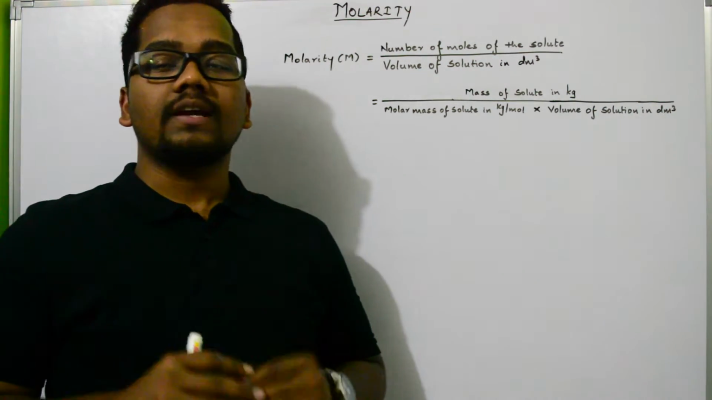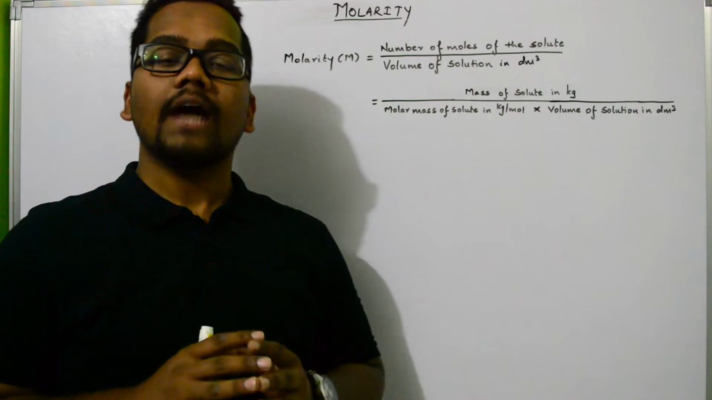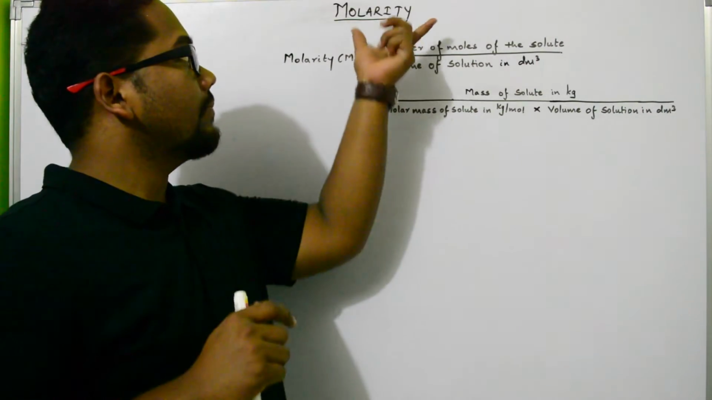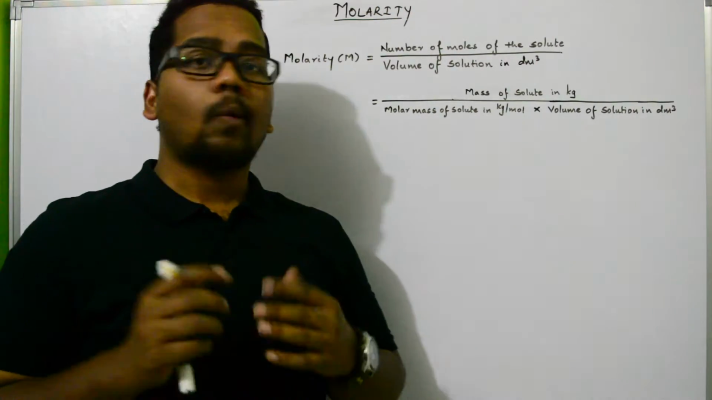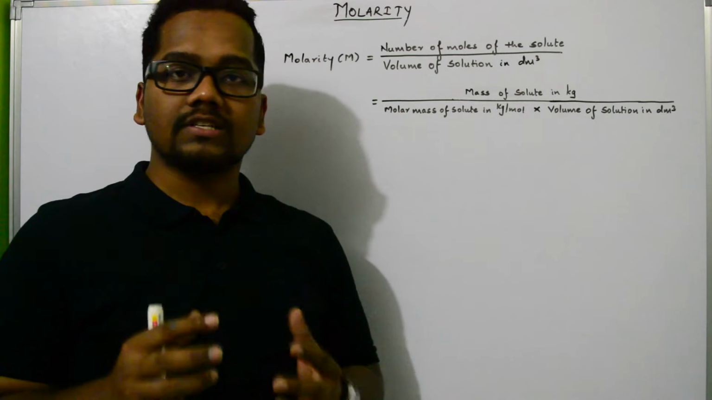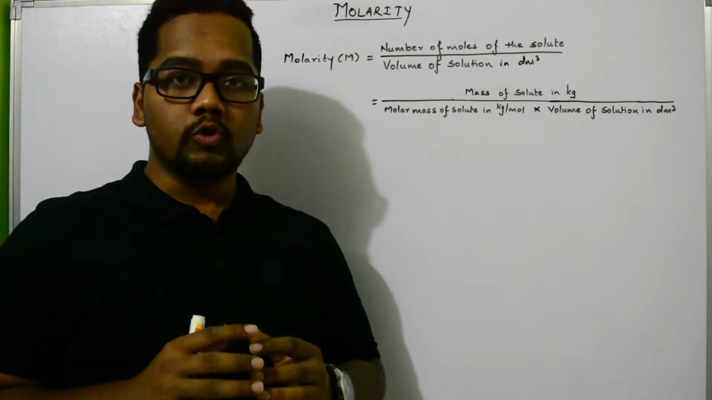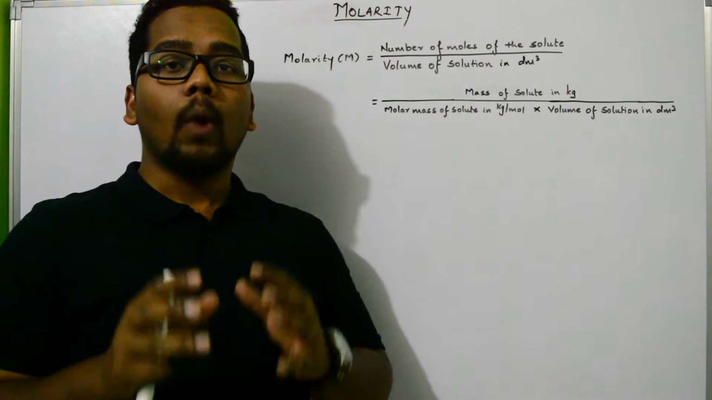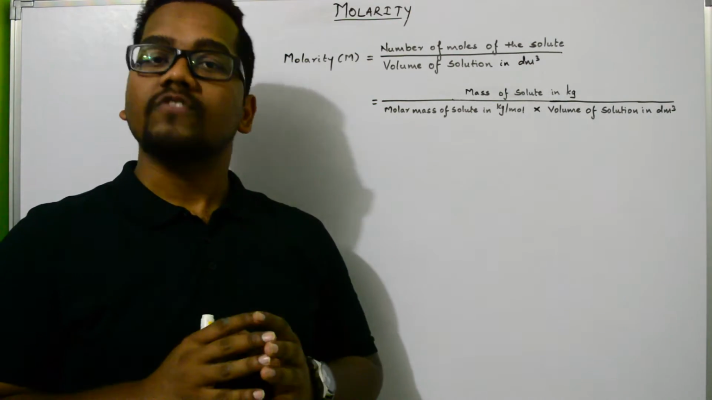Today we are going to understand a very simple concept from solutions and colligative properties. That concept is the concept of molarity. Now what is the definition of molarity? The definition is also very simple. It is the number of moles of solute present in 1 liter or 1 dm cube of solution.